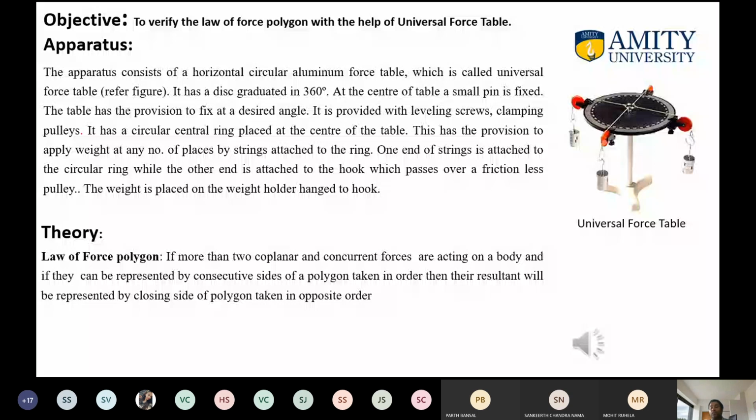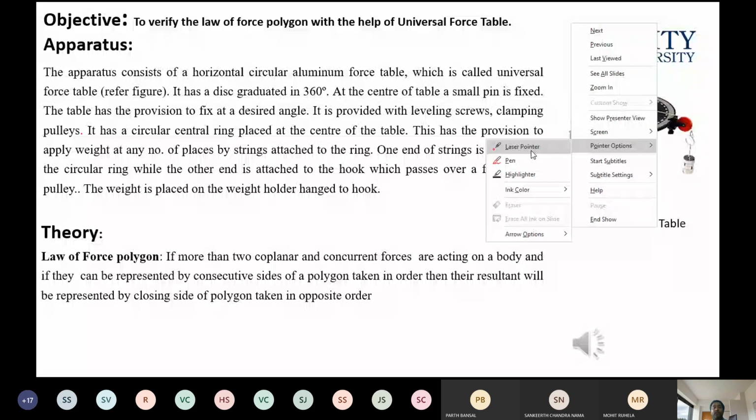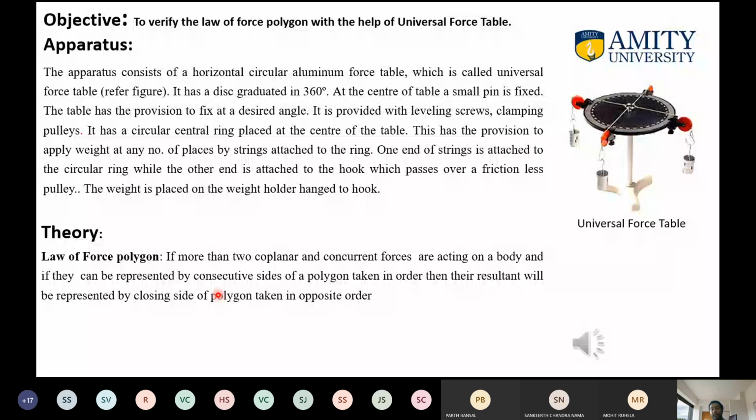So see here, this is the universal force table. The total apparatus name is universal force table, and you have to use it as follows. The simple theory is that if more than two coplanar and concurrent forces are acting on a body, and they can be represented by consecutive sides of a polygon taken in order, then their resultant will be represented by the closing side of the polygon taken in the opposite order. So this is the theory part.